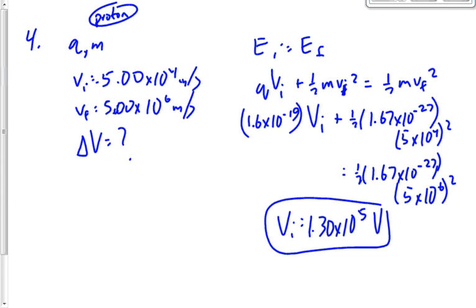What would we have gotten our initial potential to be if we defined our final as 1 times 10 to the 5, Travis? Yeah, 2.3 times 10 to the 5 is what we would have got our initial potential to be, right? And our potential difference would still be the difference between the two, 1.3 times 10 to the 5. That making some sense? Yes?